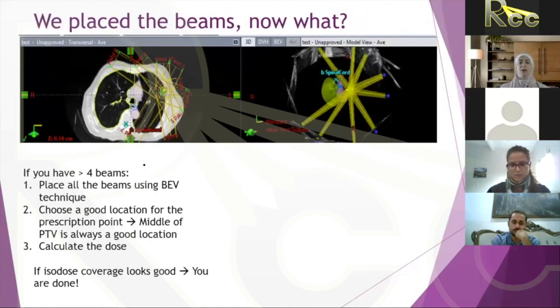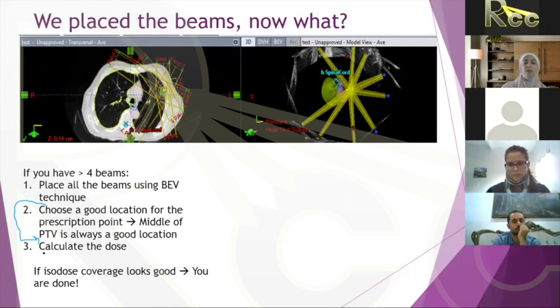Okay, so now what's next? I chose 9 beams, okay. What do I do next? Then if we're talking about 3D planning, I have to put a prescription point. And we've discussed where to put the prescription point. It's always good to have it in the middle of the open beams and in the middle of the PTV. It's preferred. But as we said, if you have half beam block, don't do that.